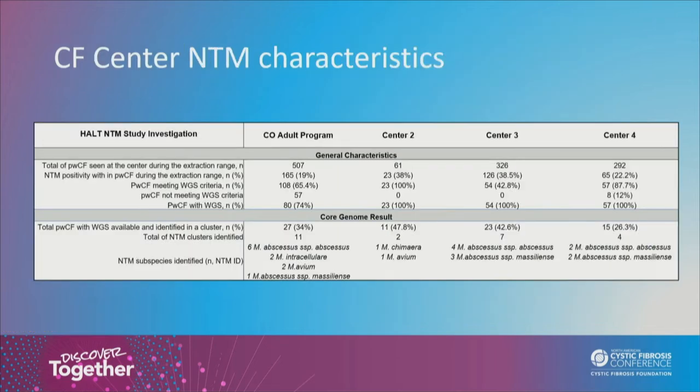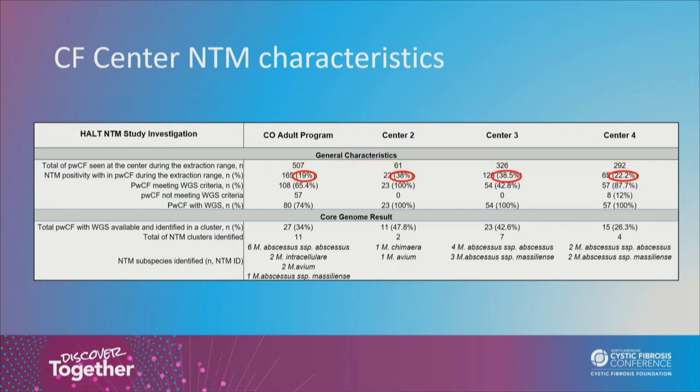review today. So let's look at the center characteristics of the four centers that participated. Across the top, you'll see the Colorado Adult Program is center one, and then we have three additional centers here. You can see that we have a representation of a small center in center two, two medium-sized centers in three and four, and the Colorado Center is a large program with over 500 patients.